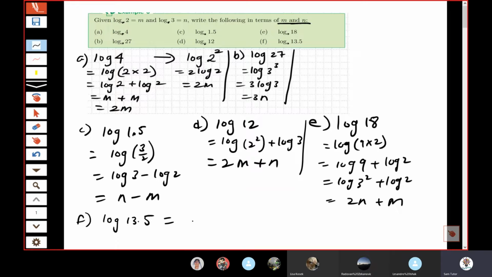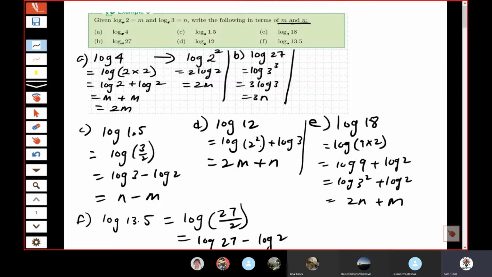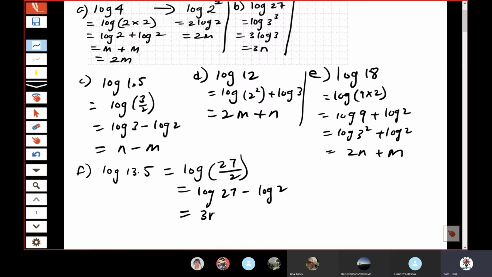Log 13.5. What are you going to try for that one? What, 13.5? Yeah, 27 over 2. 27 over 2. So that becomes log 27 take away log 2. You already know log 27. We worked it out here. It's 3n. Log 2 was m. So you're kind of done, aren't you? 3n, take away m. Easy.